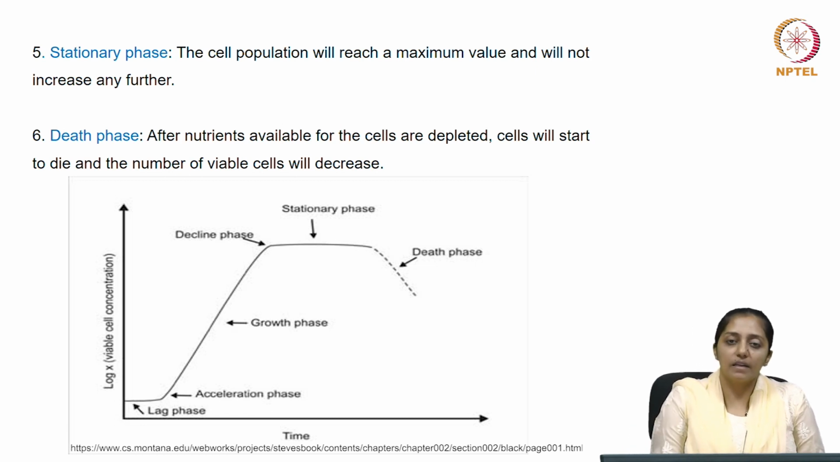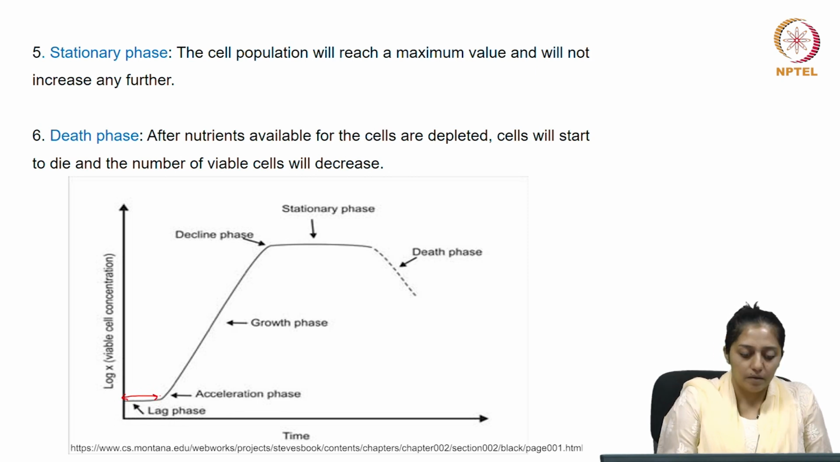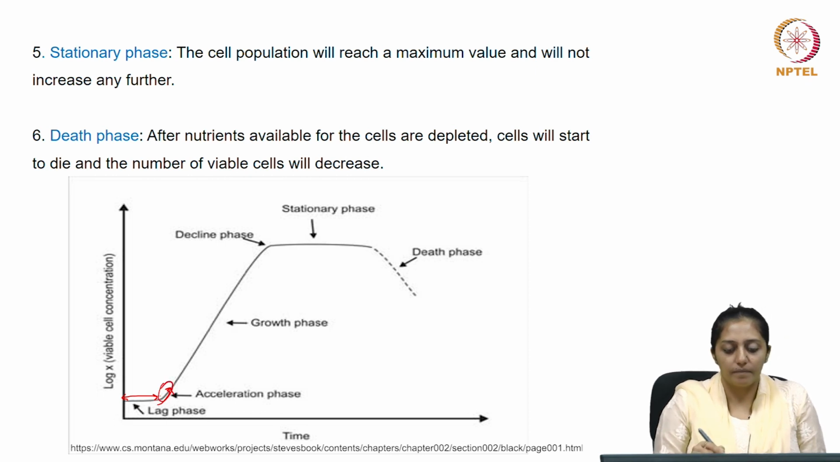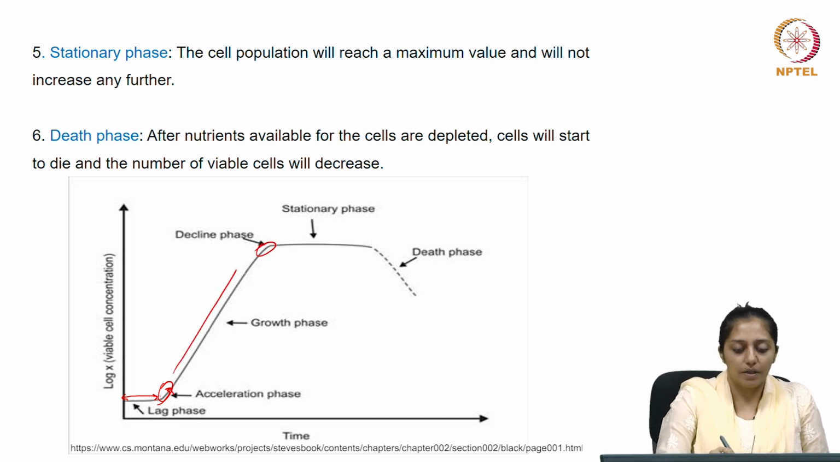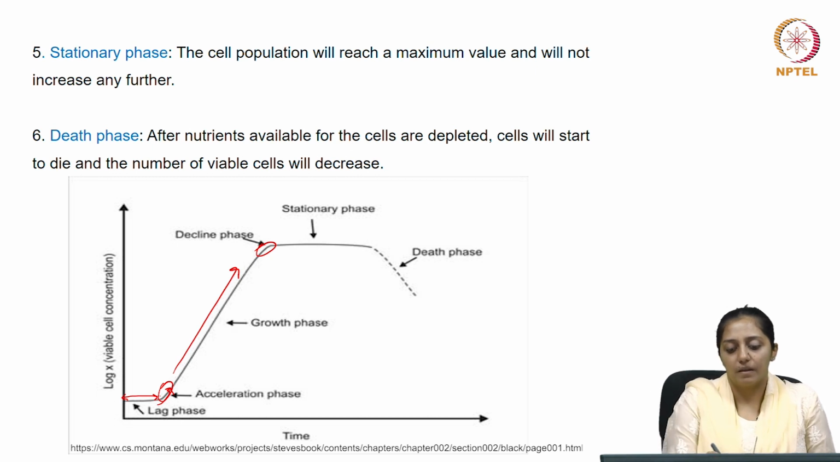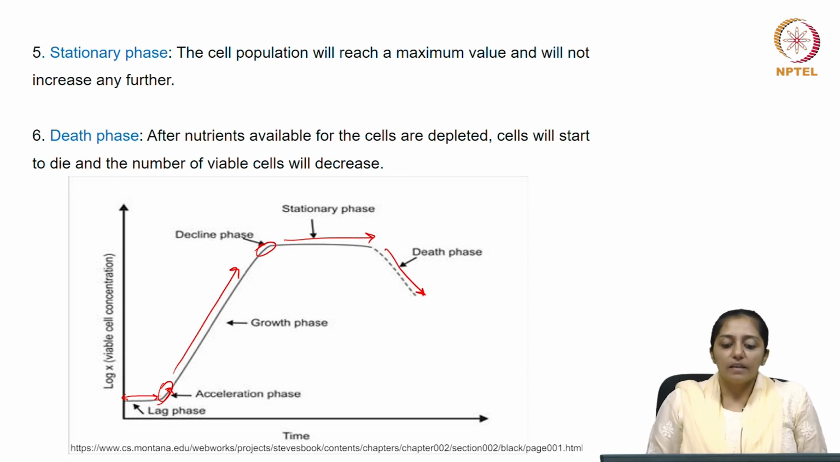So, you can see on the slide, the first is the lag phase, where the y-axis shows the log of the cell concentration. So, there is no effective change, no change in the cell number. This is your acceleration phase. This is your deceleration phase, and this is your exponential growth phase. This is your stationary phase and the death phase. So, it is very clearly visible when the plot is made between cell number versus time.